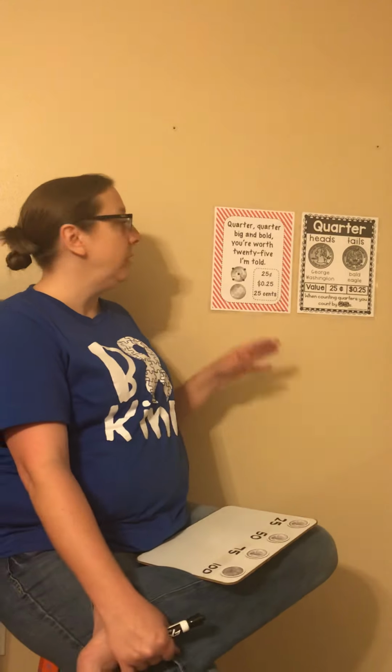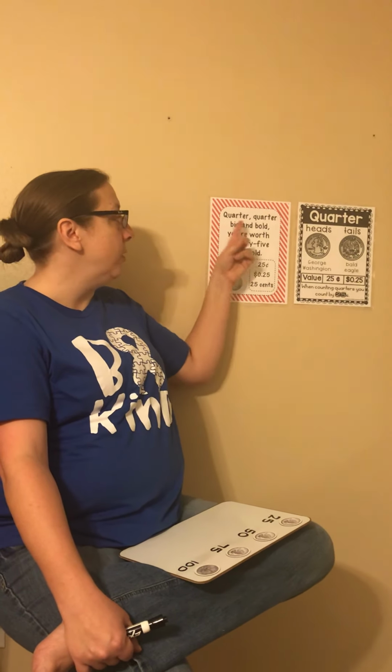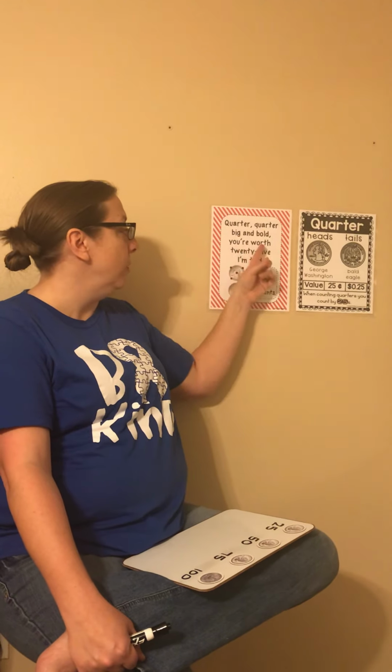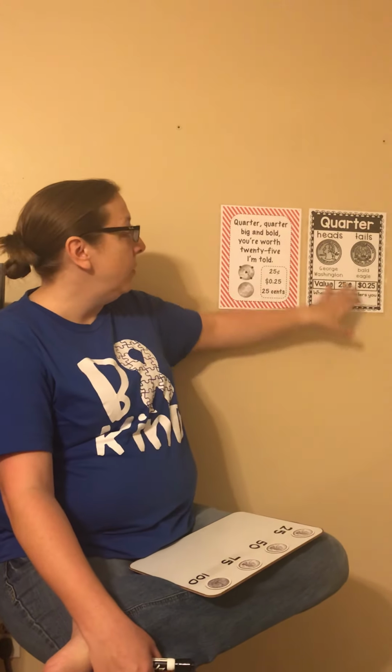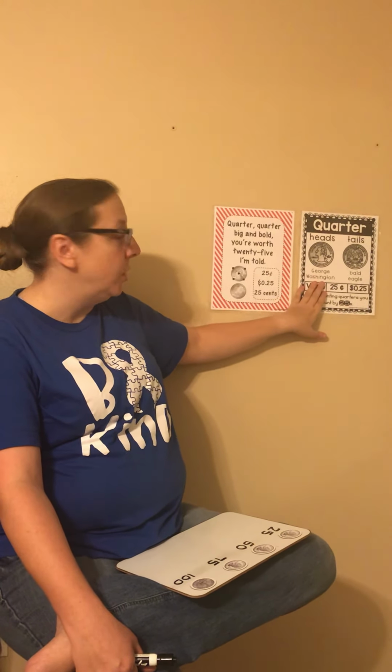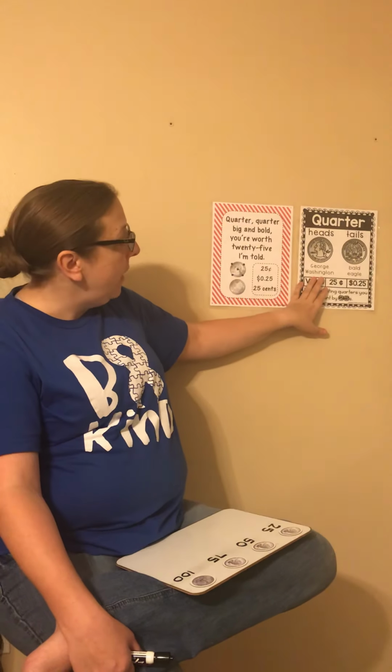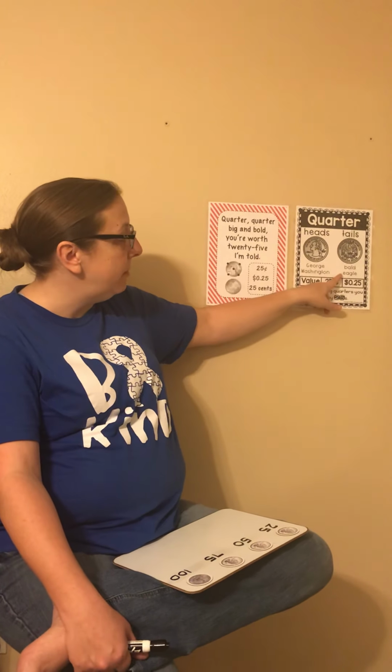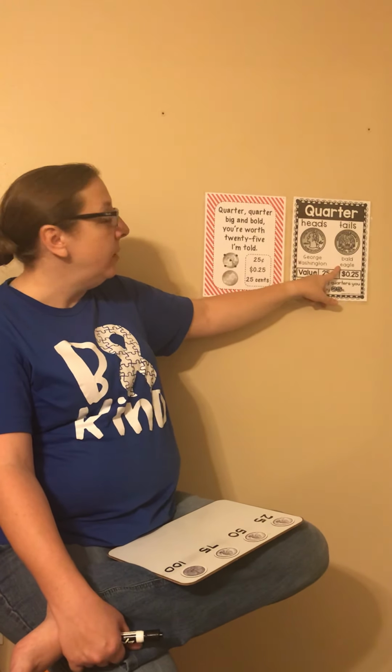So I want you to look up here at our chart. You probably remember the little poem. Quarter, quarter, big and bold. You're worth 25, I am told. So our quarter, on the head or the front of our quarter, we see George Washington. On the back, the tails, we see the big bald eagle. Now the bald eagle is the old quarter, is what I always say. The newer quarters have the different states on the back. You might have even collected some of those.